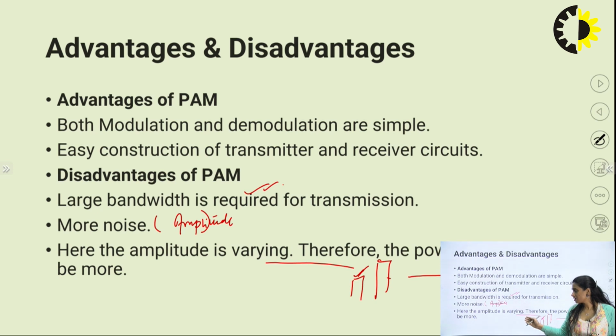So noise and power variation are two of the major points, and a larger bandwidth requirement is also one of the major reasons for which we avoid using PAM signals in our communication.